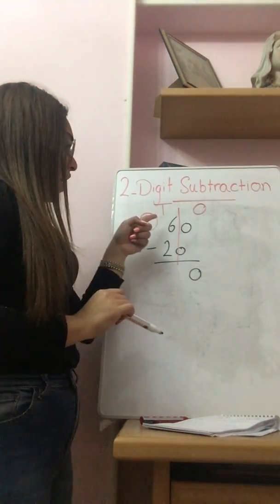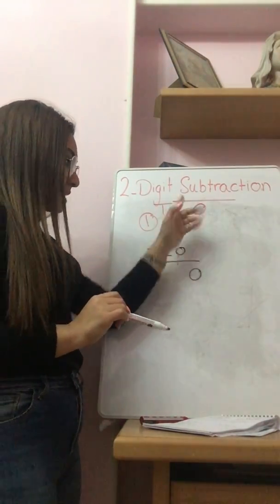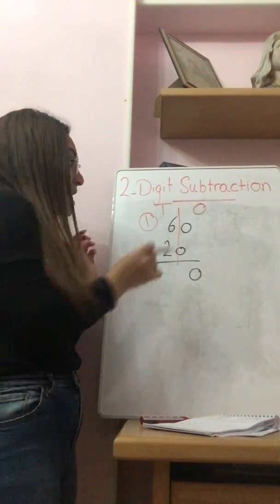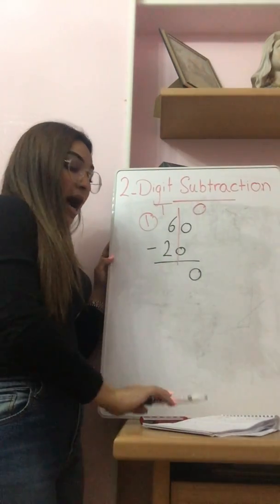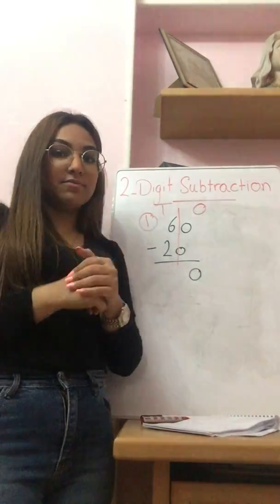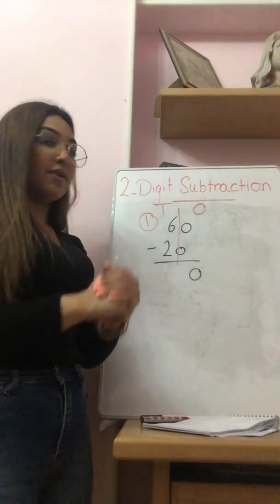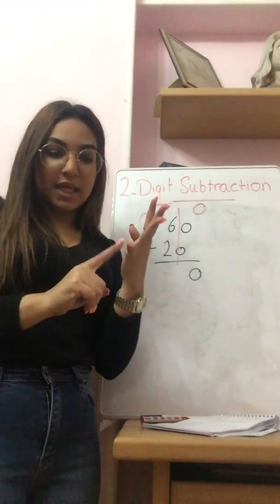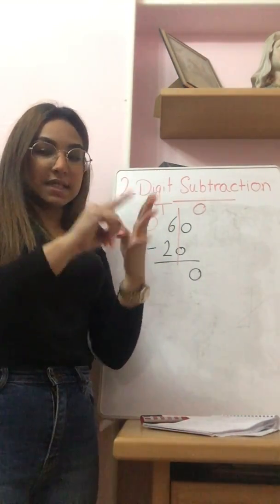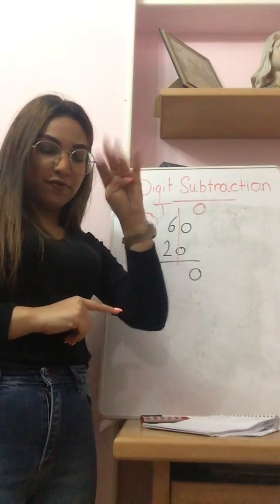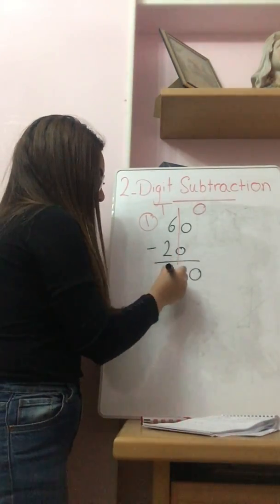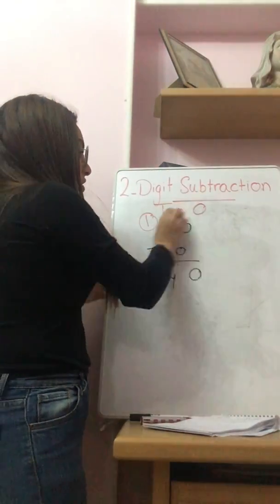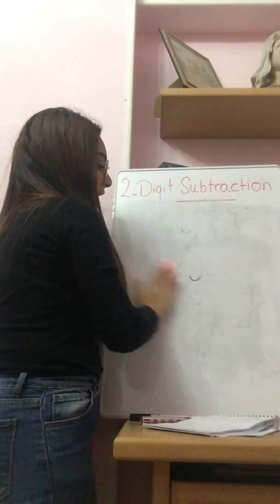Now we finished subtracting the ones together. Now we are going to subtract the tens. 6 minus 2. How can we subtract? Let's remember together. We are going to count from the small number to the bigger one. So after 2, 3, 4, 5, 6. How many are these? These are 4. So the answer is 40. We are done with our first example.